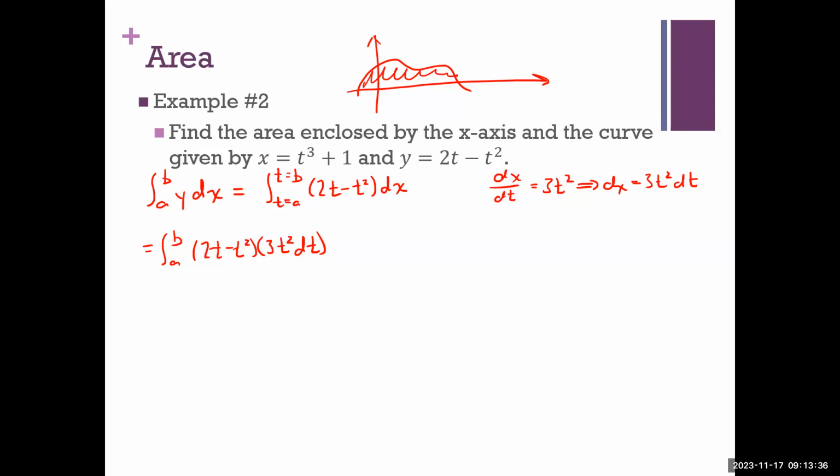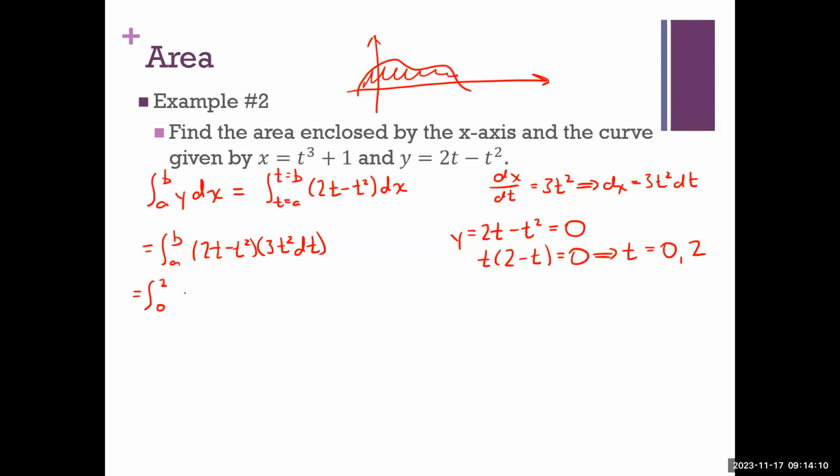We set y equal to 0. So if I'm crossing the x-axis, if I'm looking for x-intercepts, I'm looking for where the y value is equal to 0. So if y is equal to 2t minus 2 squared, t squared equals 0, I can factor out a t. So t times 2 minus t equals 0. And that gives me t values of 0 and 2. So I think that is the full integral. I got the interval from 0 to 2.